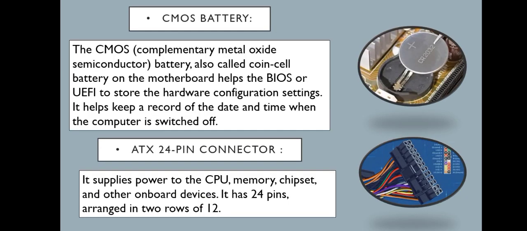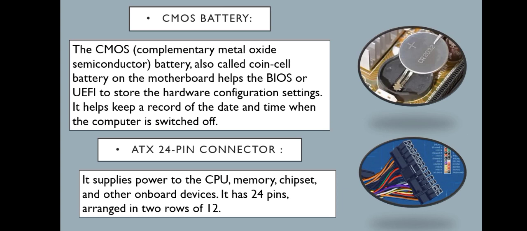So next slide, we have CMOS battery. The CMOS battery, complementary metal oxide semiconductor battery, also called coin cell battery on the motherboard. It helps the BIOS or UEFI to store the hardware and configuration settings. It helps keep a record of the date and time when the computer is switched off. Also, you can tell if your CMOS battery has died, if your laptop has difficulty booting up, if the drivers disappear, and if your laptop's date and time are incorrect.